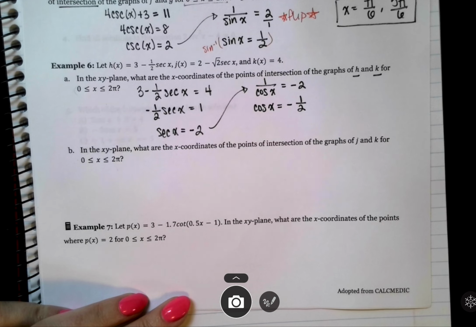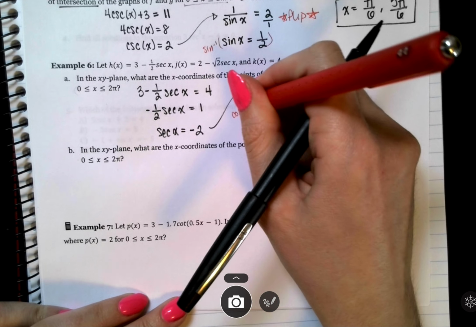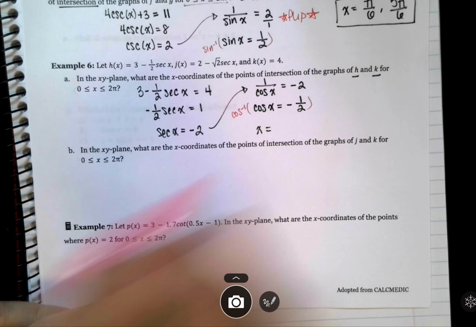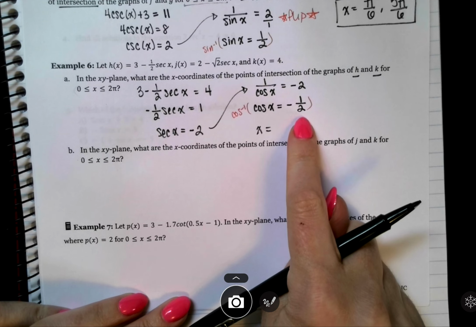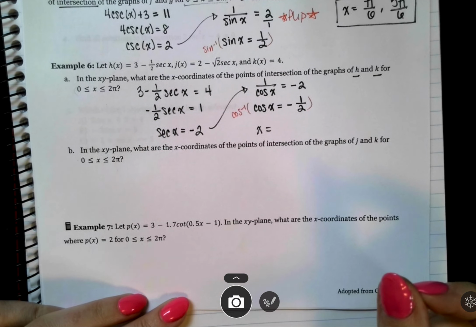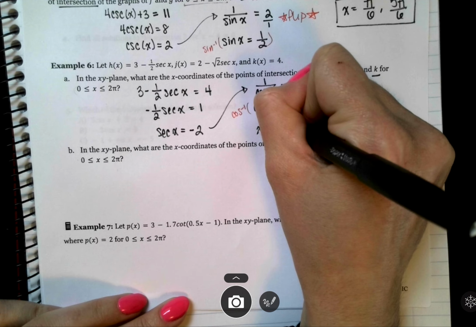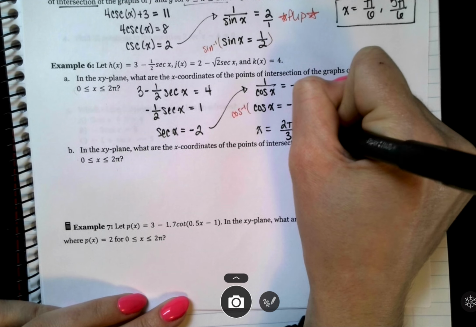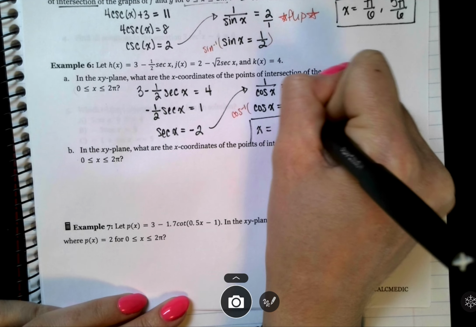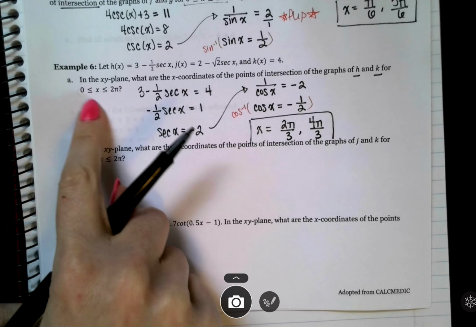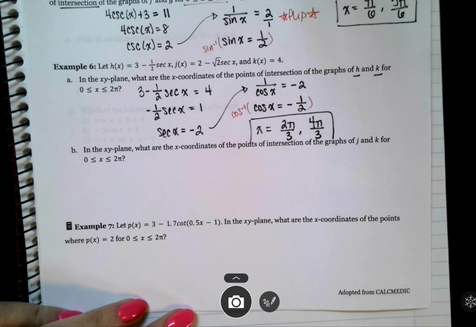To solve for x, I'm going to take arc cosine of both sides. Arc cosine of cosine is just x, and then arc cosine of negative 1/2. So what angles have a cosine value or an x value of negative 1/2? Well, that's 2 pi over 3, and then 4 pi over 3. Again, I don't want to add my 2 pi k because I'm just looking for what's on my unit circle, not all my solutions.